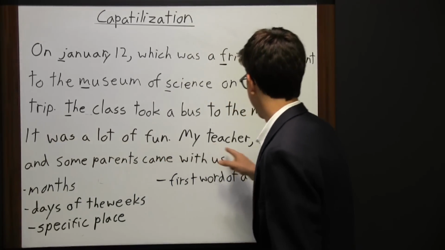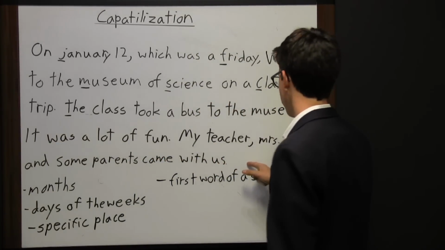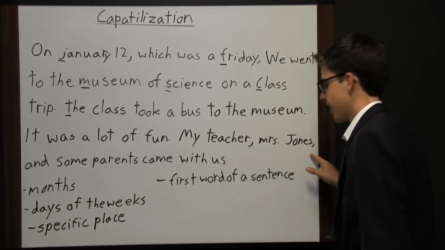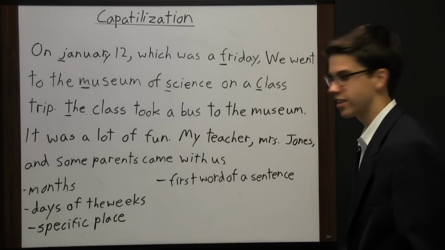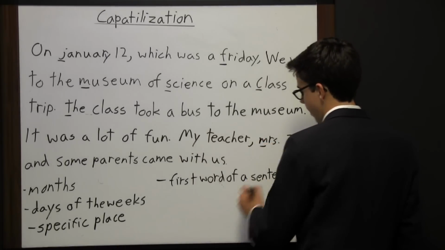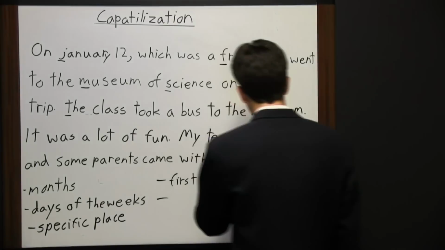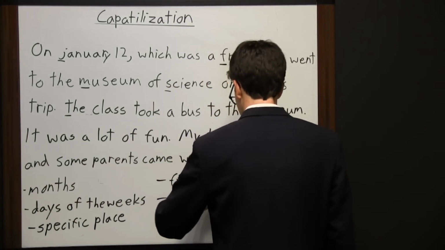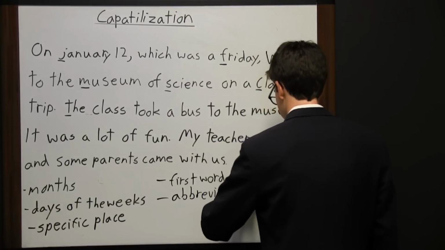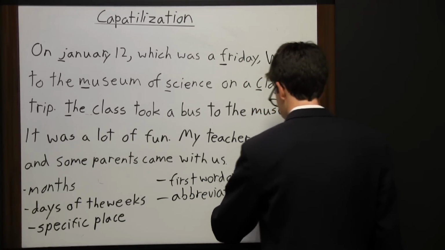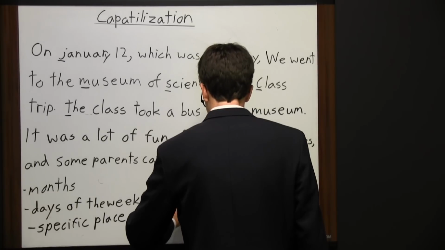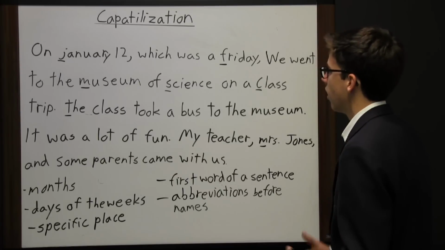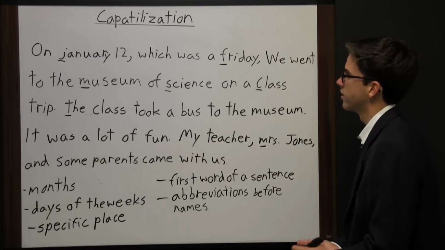That sentence looks good. My teacher, Mrs. Jones, and some parents came with us. Now the first word of the sentence is capitalized, which is good. Jones is capitalized, which is the last name. We always capitalize last names. But then Mrs. isn't capitalized. And so you need to capitalize abbreviations before names. And so those can be things like Dr., Mr., Ms., Mrs. All those abbreviations need to be capitalized.